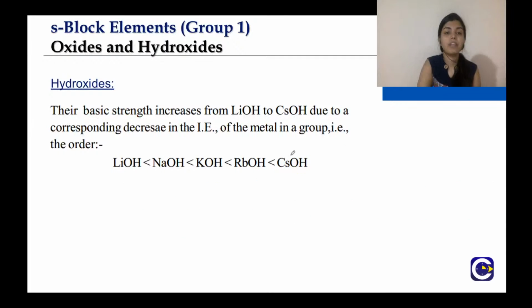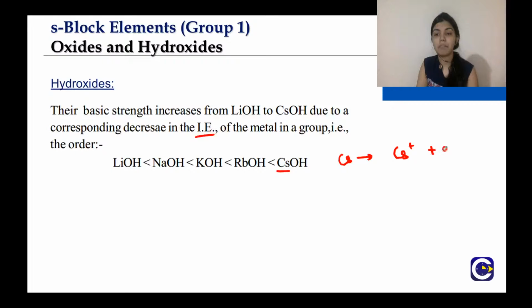In comparison, if you consider the ionization energy factor, you can see here that cesium has a low ionization energy, that means it will easily lose an electron. That means it is the most metallic in nature, and if it is the most metallic in nature, its hydroxide will be more basic in strength. So these are the two factors that you can consider. Both ways are correct.